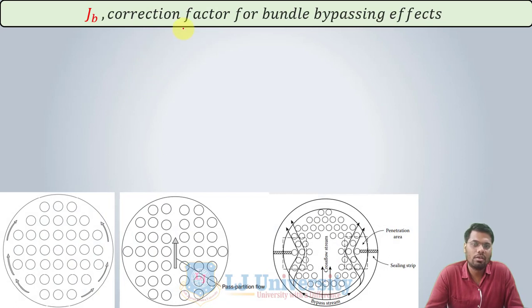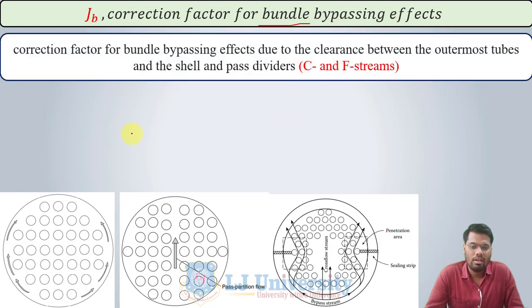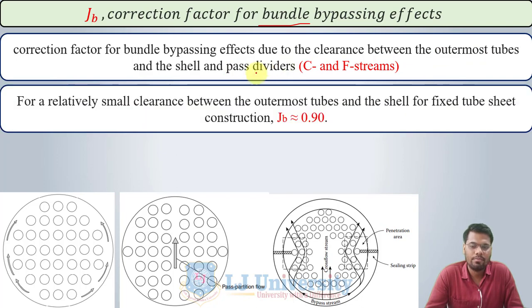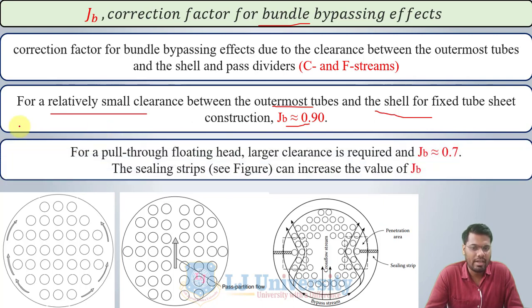Next one is the JB, which is a correction factor for the bundle bypassing effect. Here we have already discussed what the bundle bypass effect is, which is the stream C and F. So this is the correction factor for the bundle bypassing effect due to the clearance between the outermost tubes and the shell and pass dividers. For relatively small clearance between the outermost tube and the shell for the fixed tube sheet construction, the value of JB is nearly equal to 0.90.